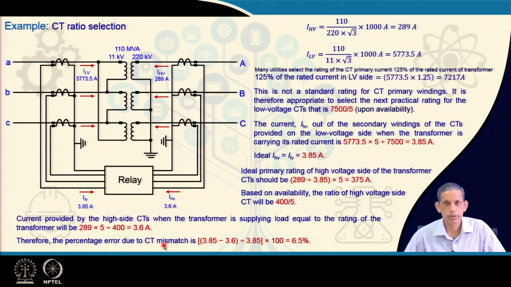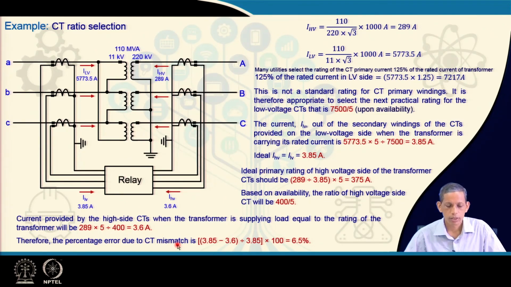Therefore, the percentage error for the CT mismatch, for a selection of 7500:5 for the low voltage system and 400:5 for the high voltage system, becomes equal to 3.85 as the low voltage side current minus 3.6 ampere as the high voltage side current, divided by 3.85, the low voltage current, which is 6.5%. So, this is the corresponding percentage error, the spill current which will be there in the relay due to the CT mismatch.